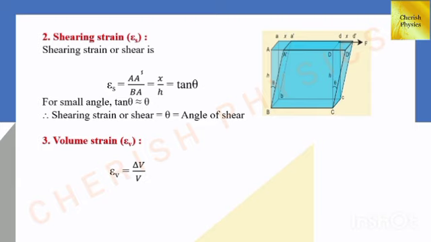Hence, shearing strain is equal to the angle of shear theta. Third one, volume strain. In volume stress, we have seen a sphere with forces applied in all directions. So the object gets strained. Its change in volume is delta V and the original volume is V. Therefore, volume strain equals delta V by V.